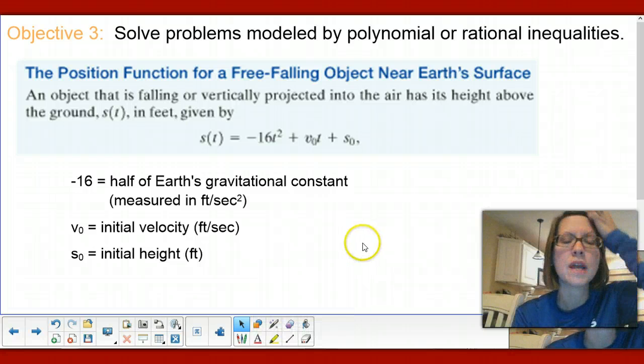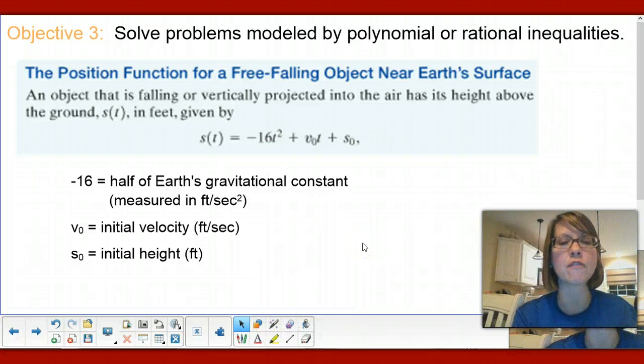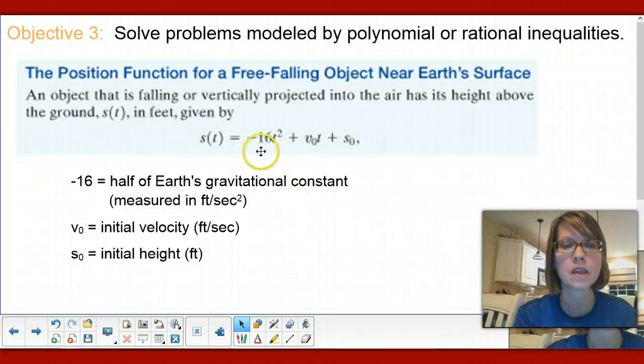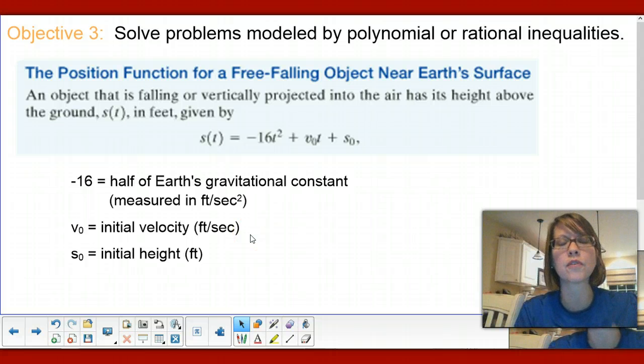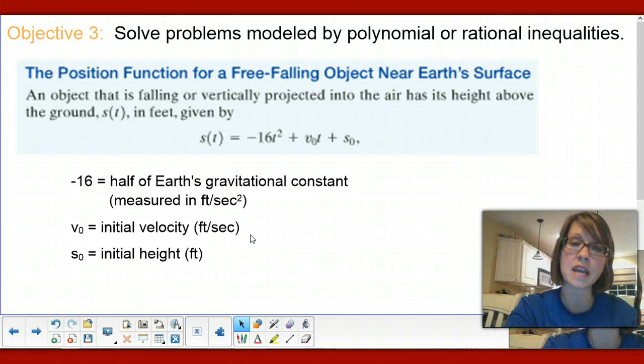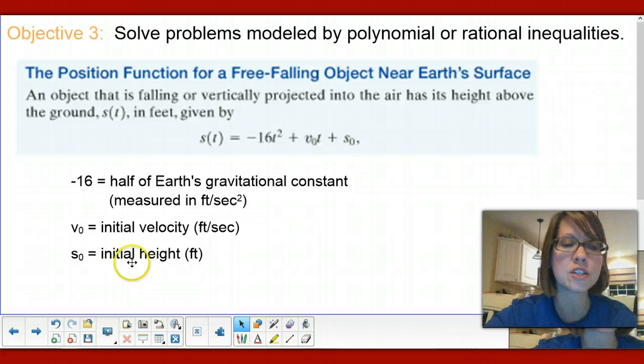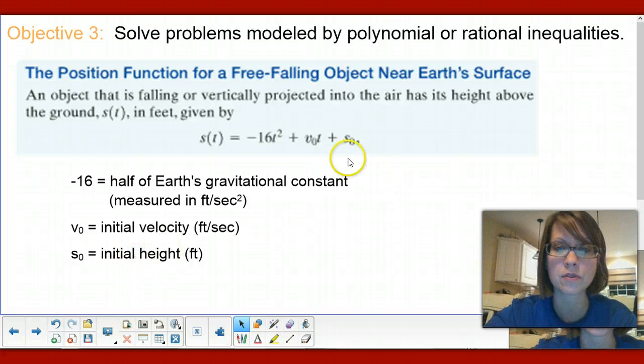Okay. So -16 is half of Earth's gravitational constant if we're measuring in feet per second squared, and that's what we have here. The V0 is the initial velocity. So if it says it was thrown upward with a velocity of 10 feet per second, then 10 is your V0. If it said down, then that velocity would be negative if it was thrown down. The initial height is your S0, and that's what goes back here. So if the person was 10 feet off of the ground and that's when they threw it, S0 would be 10.